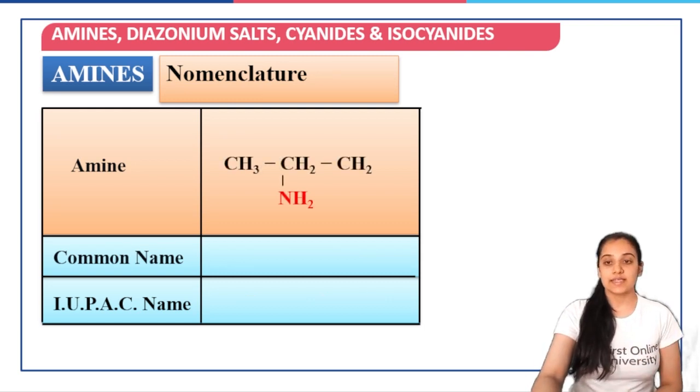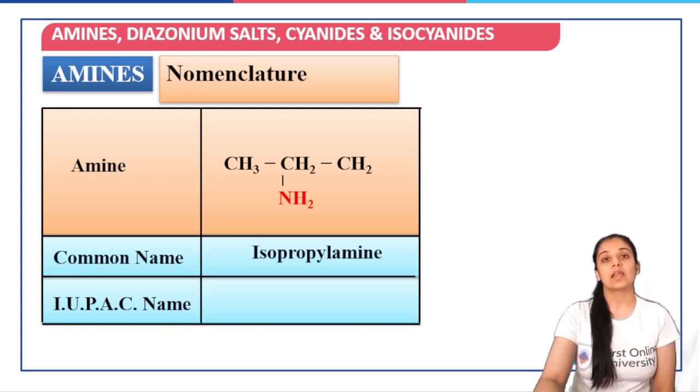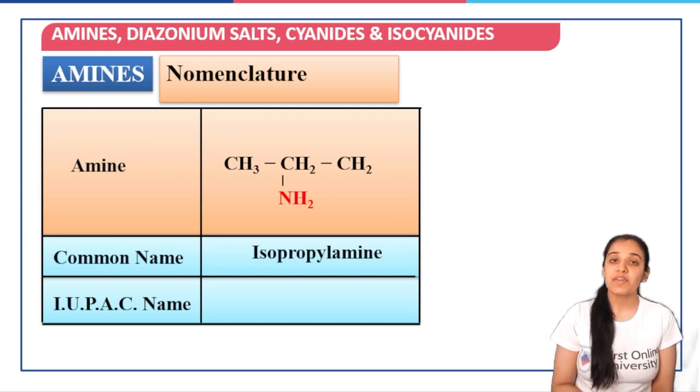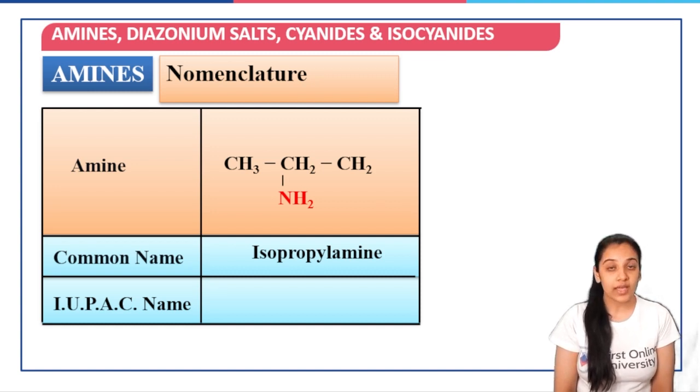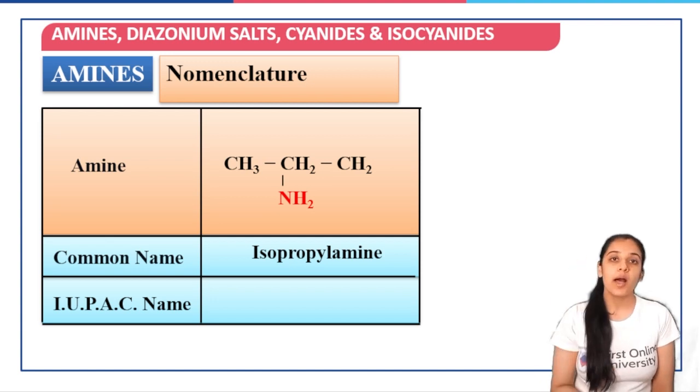Now the next example is propane-2-amine, that is isopropylamine. These common names are very, very important. I'm again repeating: if you're not able to predict the common name, that's okay, but before you move on to the next slide, the common name should get into your brain.